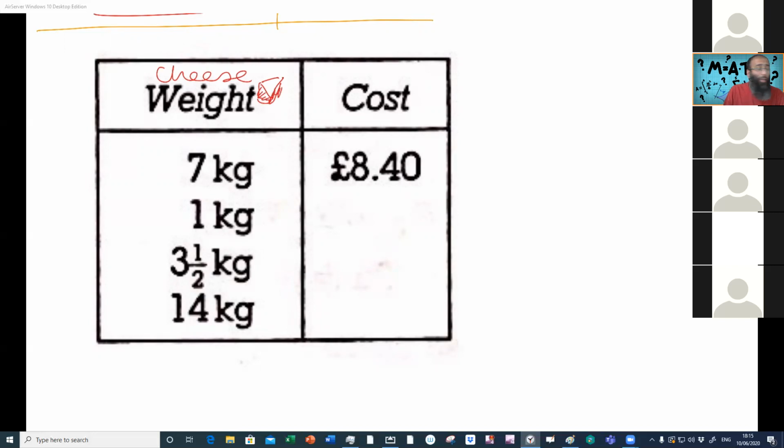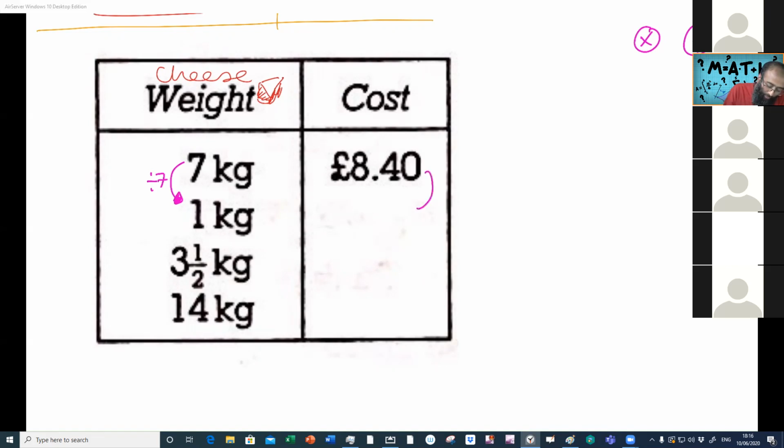And 7 kilograms. So what's 1 kilogram cost? So how do we get from 7 to 1, Umama? You've got to take away 6. Remember, we're doing ratio, so we're interested in multiplying and dividing, not taking away and adding at the moment. Divided by 7. Remember, you're not dividing by 1. That doesn't do anything. 7 divided by 7 is 1.